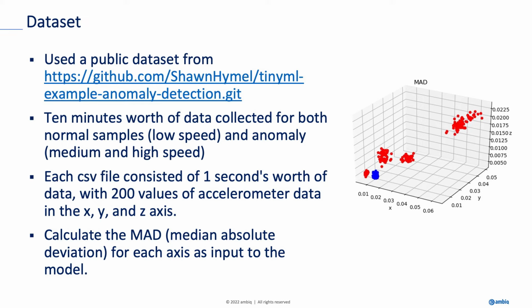The dataset that I used was a public dataset from this GitHub. It contained 10 minutes worth of data collected for both normal samples and anomaly samples. It had around 600 CSV files, each one consisting of 1 second's worth of data. Basically, each CSV file had a 200 by 3 array of floats containing the accelerometer data in the X, Y, and Z axis. What I did with those values was I calculated the MAD, or the median absolute deviation, for each axis as input to the model.